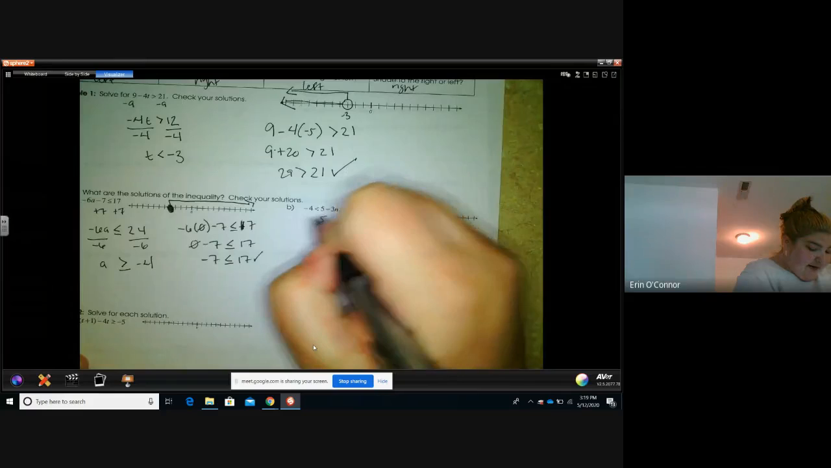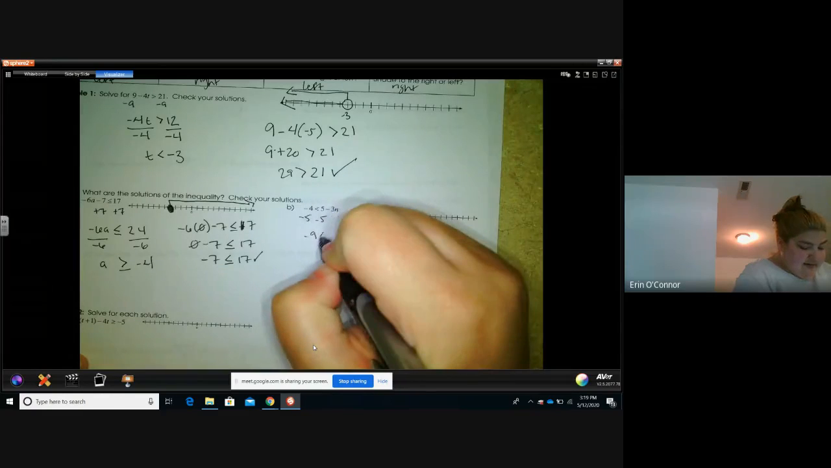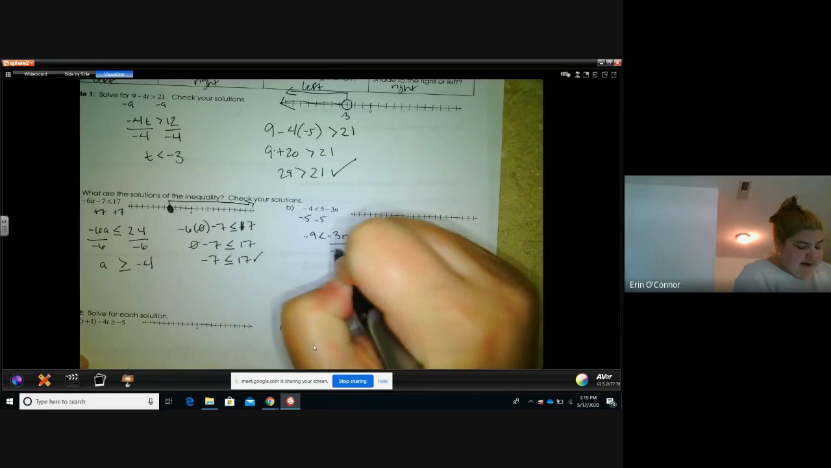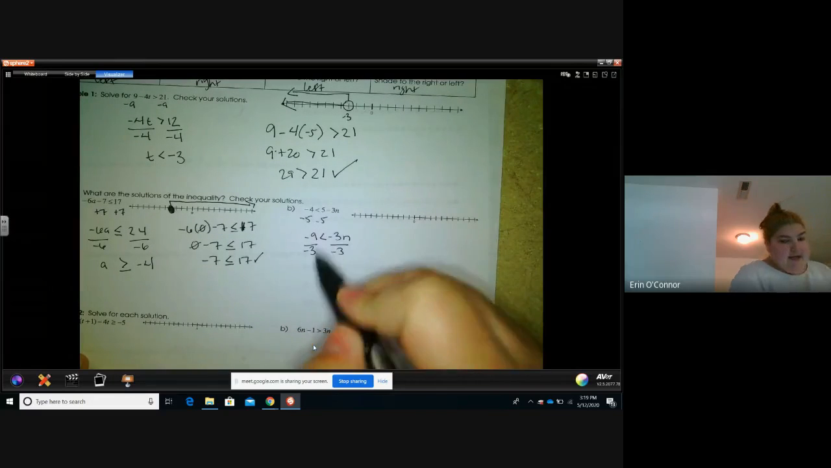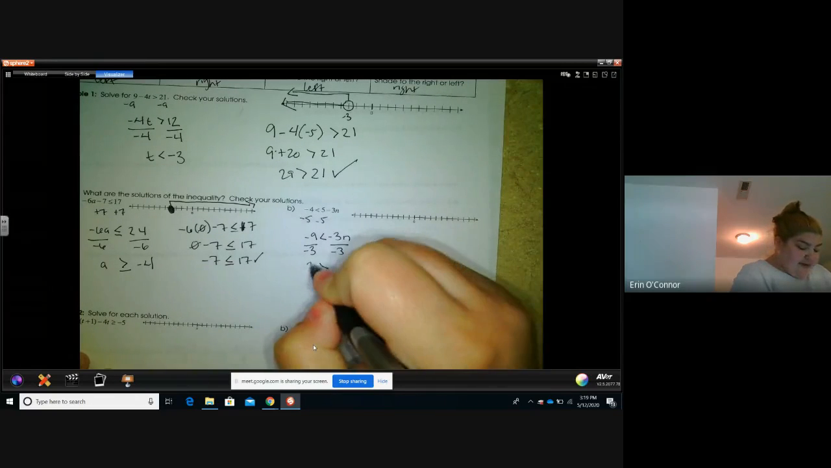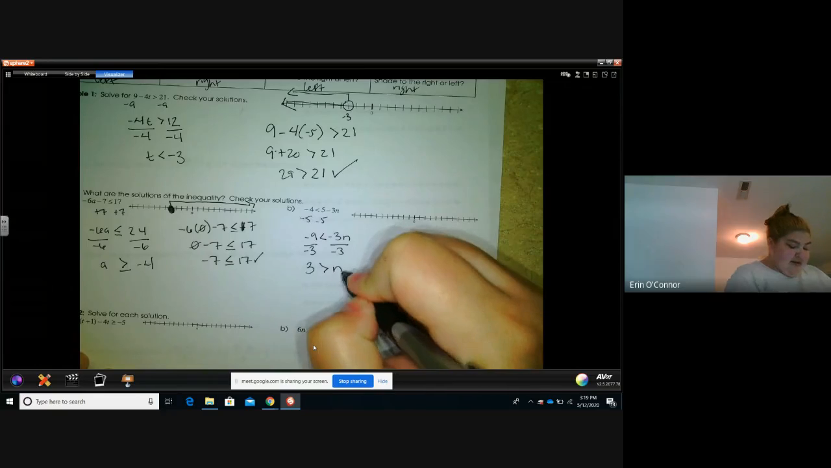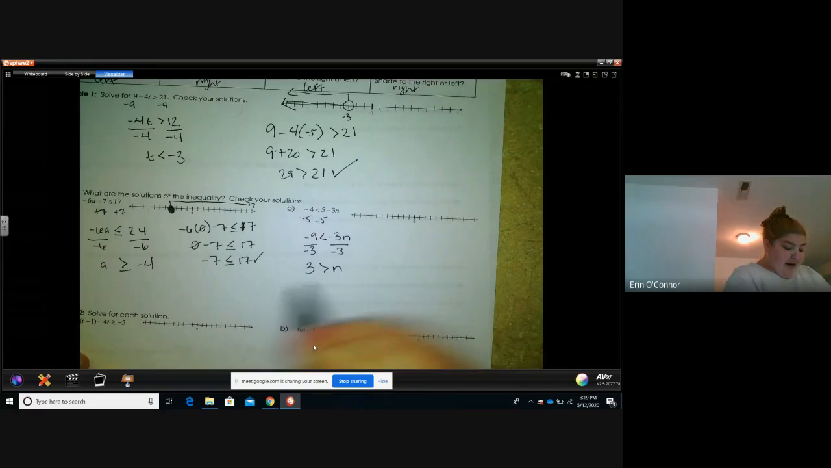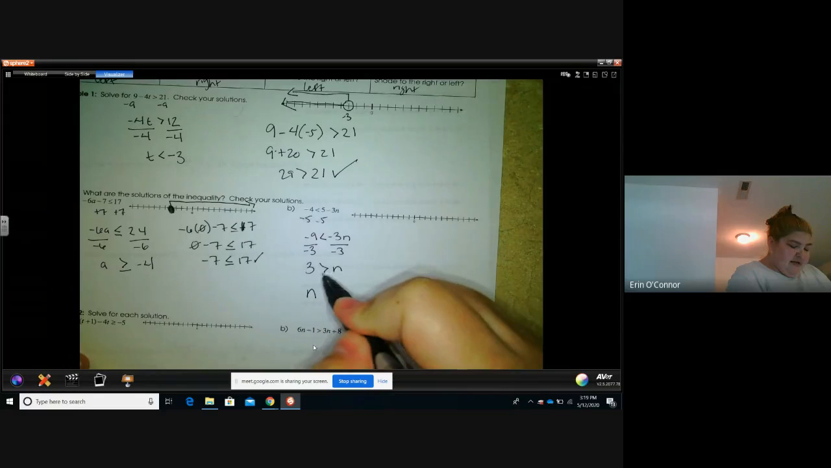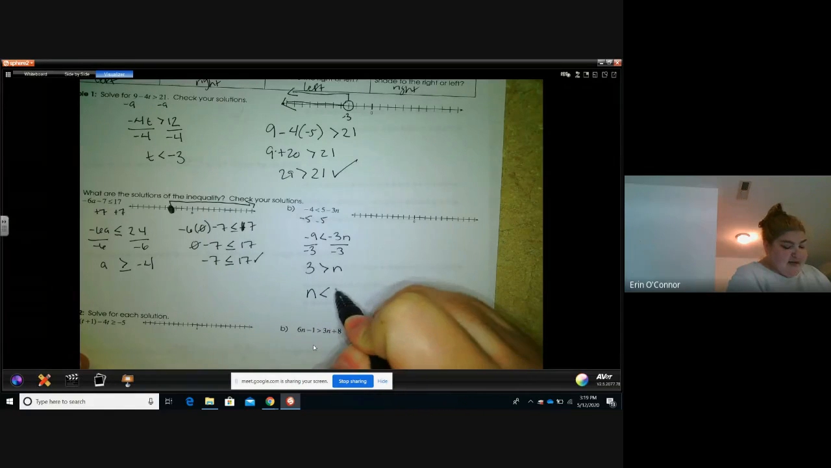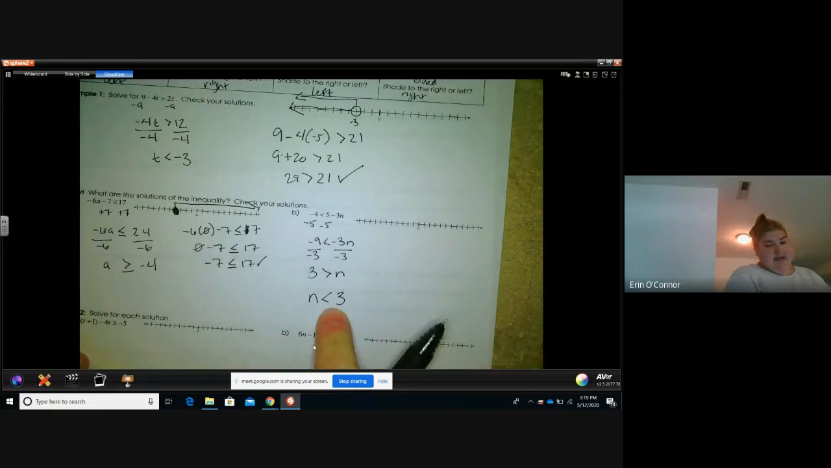We subtract 5 from both sides, get negative 9 is less than negative 3n. Divide by negative 3. Since we divided by a negative, the sign switches. Negative 9 divided by negative 3 is a positive 3. And we have n here. So if we write this with the variable on the left, which is the best way to do it, this sign is pointing to the n, so we want it to still point to the n. And we get n is less than 3.